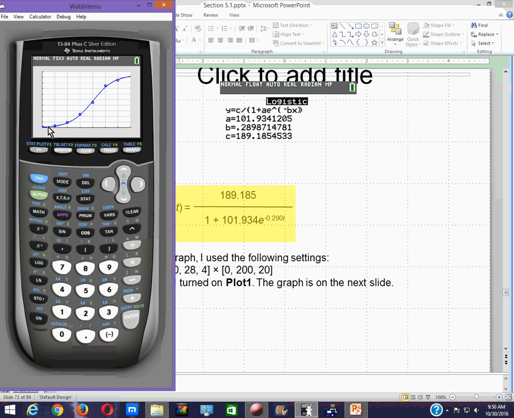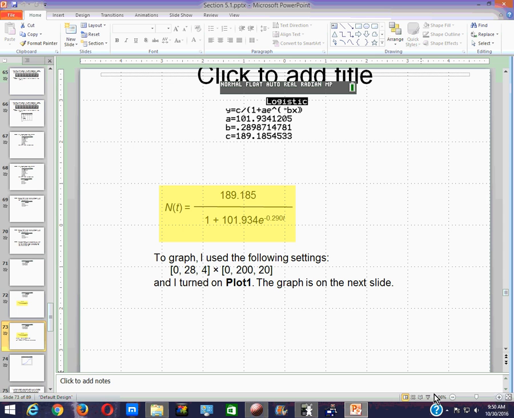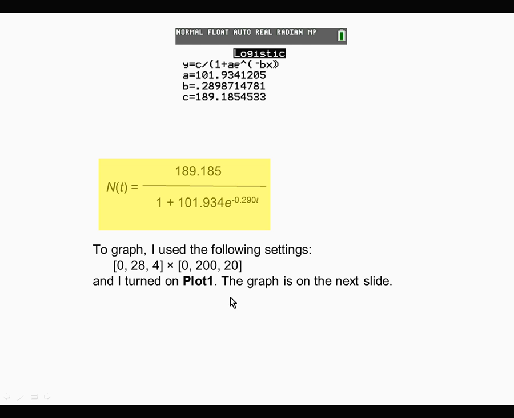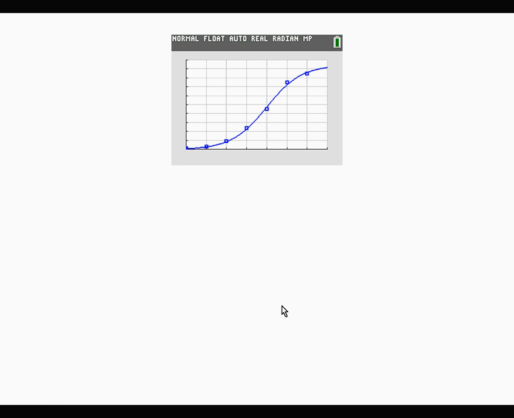So the model does a fairly good job with the data. And again, here's my window. I turned on stat plot 1. And it gave me that, which again is pretty doggone good.